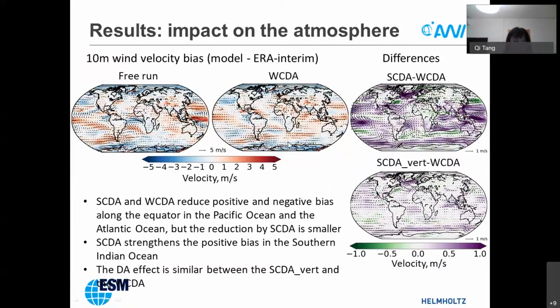And the positive bias is strengthened by the weakly coupled data assimilation in the Southern Ocean and the Southern Indian Ocean, and this is even stronger in the strongly coupled data assimilation. Both the weakly and strongly coupled data assimilation introduce a positive bias in the Southern Ocean, for example south of Africa, and the free run actually shows a negative bias.